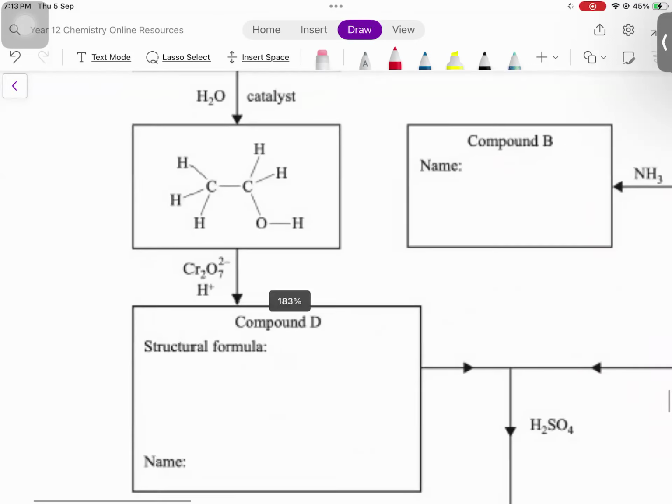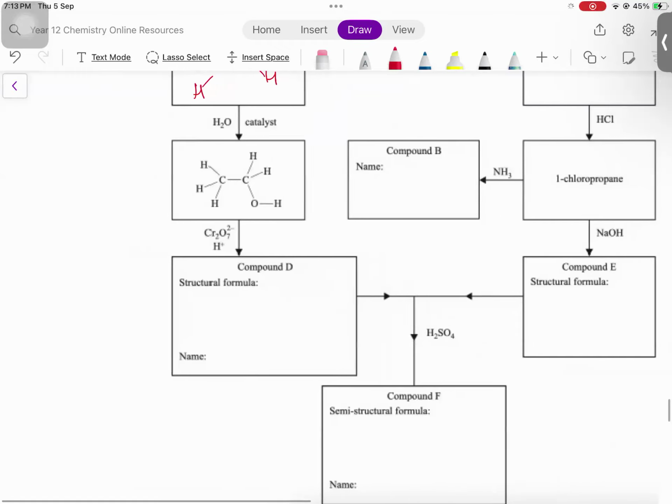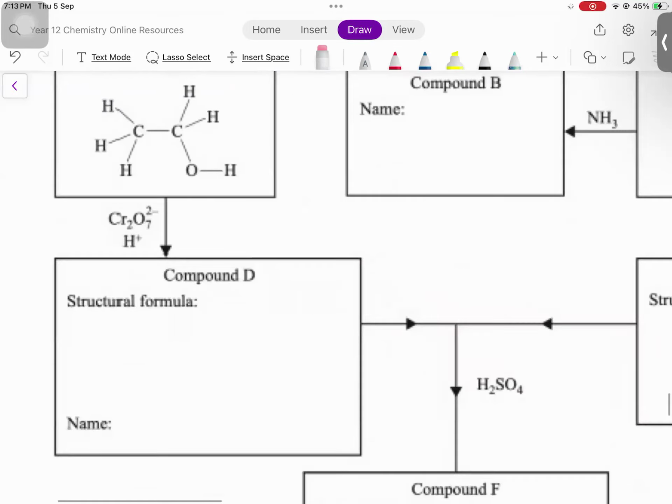Now, after that, ethanol, you react it with dichromate, which is an oxidizing agent, and it turns into compound D. So it could either be ethanal or it could be ethanoic acid. So we have to keep on going. Compound D reacts with compound E with H2SO4. So compound E is probably an alcohol, and they're mixing together to make an ester. So compound D must be the carboxylic acid. Yeah. So ethanoic acid. Yep.